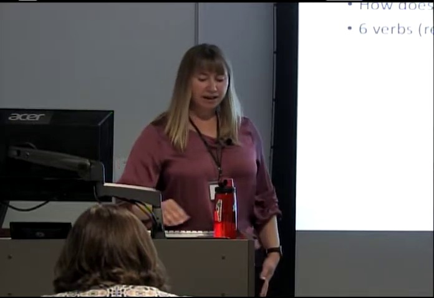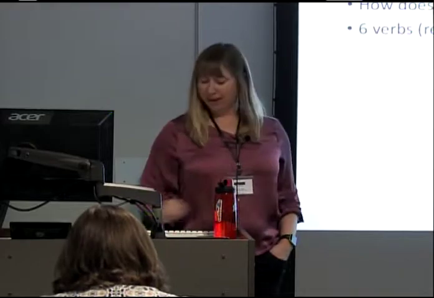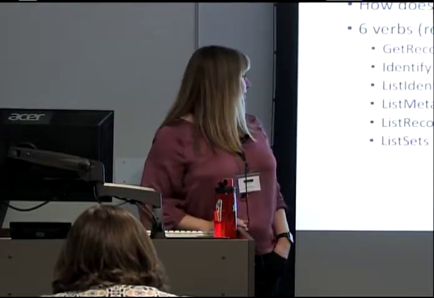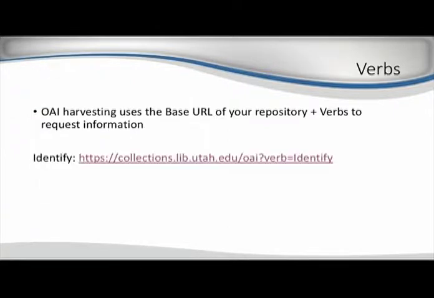So there's 6 request verbs, 6 knock-knock jokes, I guess you could say, in OAI. And here they are, but really, when we get down to it, Mountain West only uses about 3 of those at a time. And that's Identify, ListRecords, and ListSets. So the way this works is the OAI harvesting uses what's called the base URL of your repository, and then those verbs from OAI to get information, to make a request.